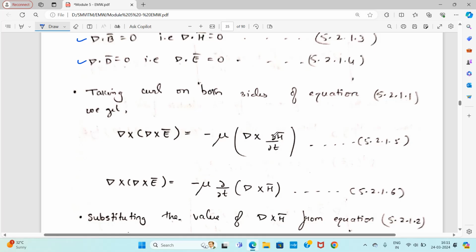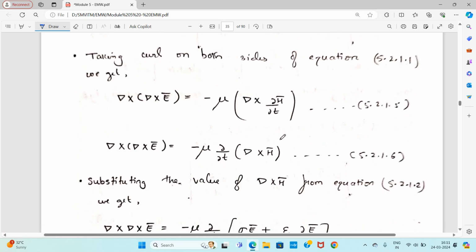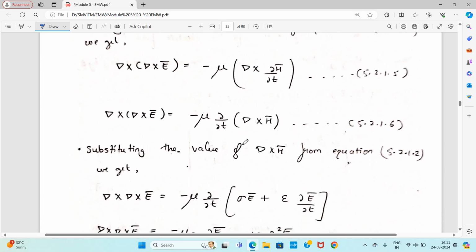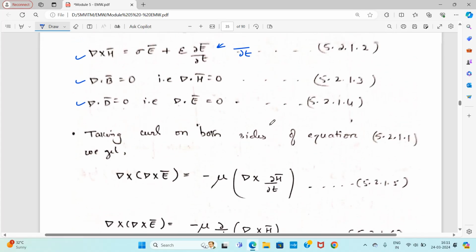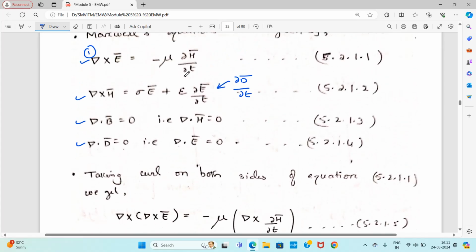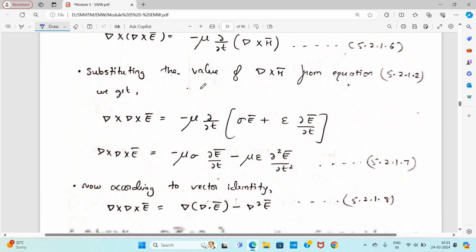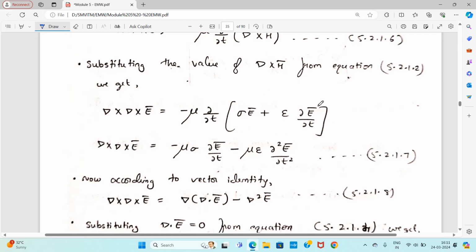Again, this del cross and dou by dou T can be interchanged and written. So in the next line you see, it becomes minus mu dou by dou T of del cross H. The del cross is taken inside the differentiation term. And now in this equation, in place of del cross H, you can substitute the second Maxwell's equation, that is this one. In place of del cross H, you can put sigma into E plus epsilon into dou E by dou T. So that substitution is done here.